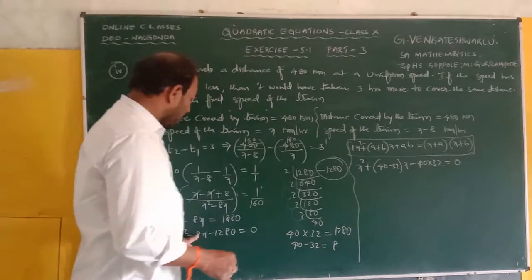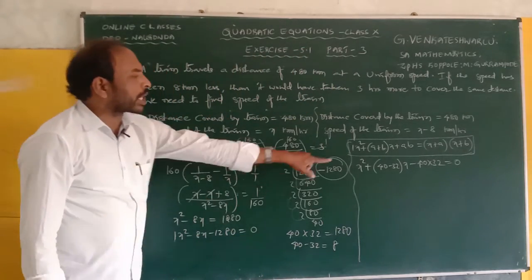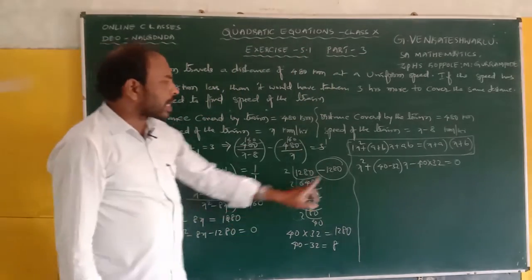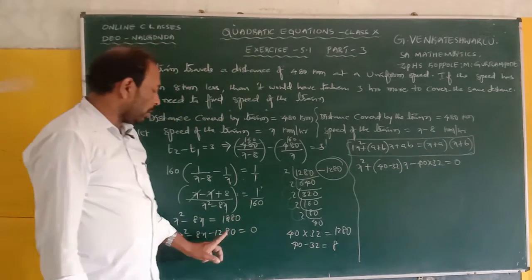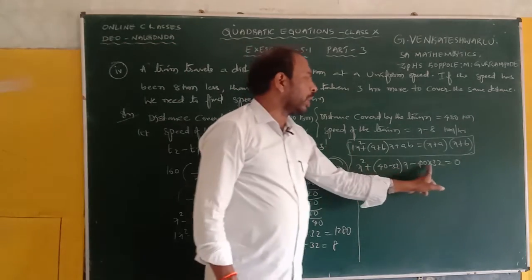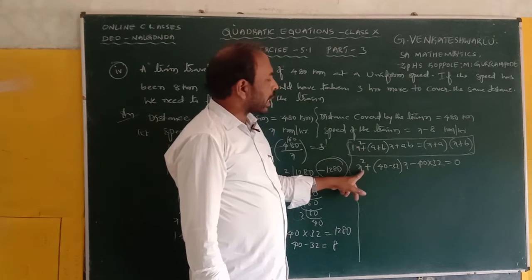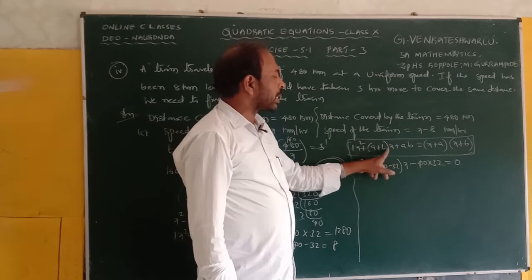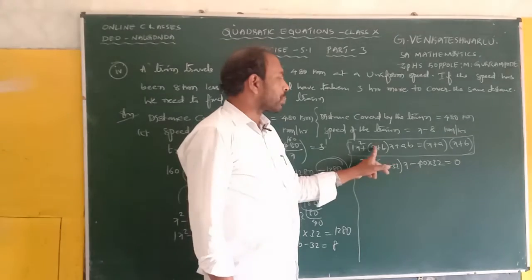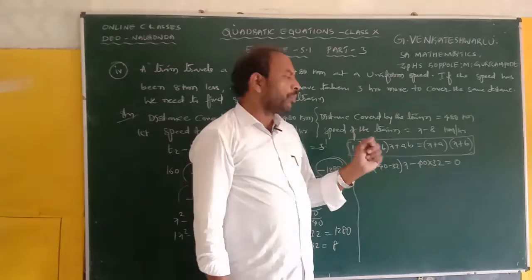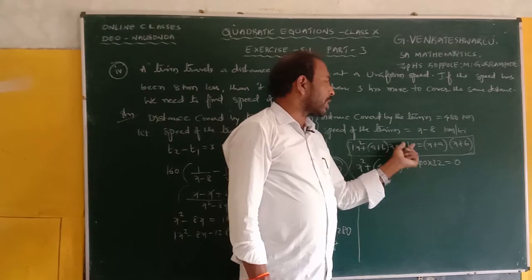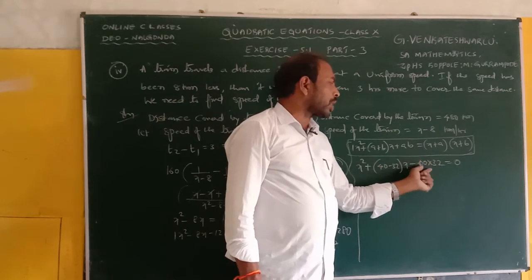Well, look at here, 8 is written as 40 minus 32, and 1280 is written as 40 into 32. So these two are in the same form. Look, x square. The x coefficient is written as a sum or difference of two terms, and the constant value is split into a product of two factors.